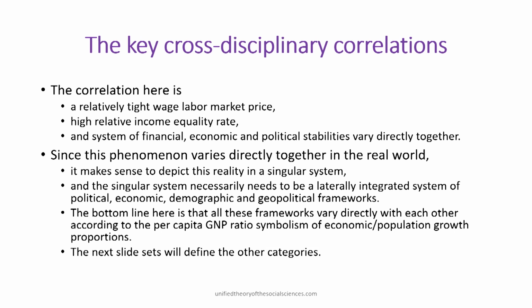The correlation here is a relatively tight wage labor market price, a relative income equality, and a system of financial, economic, and political stabilities vary directly together. Since this phenomenon varies directly together in the real world, it makes sense to depict this reality in a singular system. And the singular system necessarily leads to a laterally integrated system of political, economic, demographic, and geopolitical frameworks.